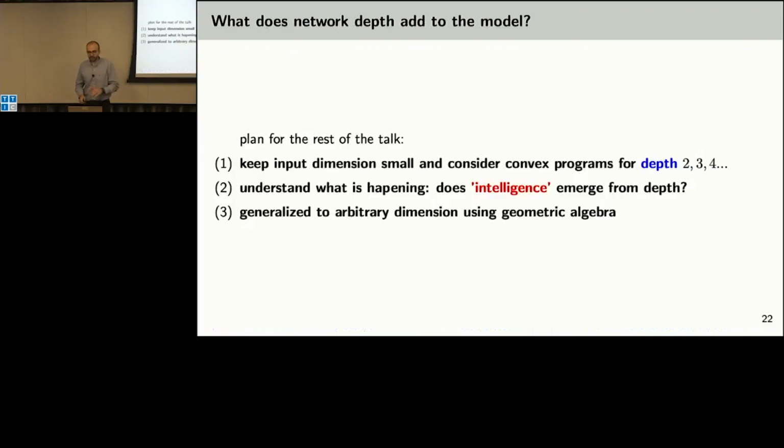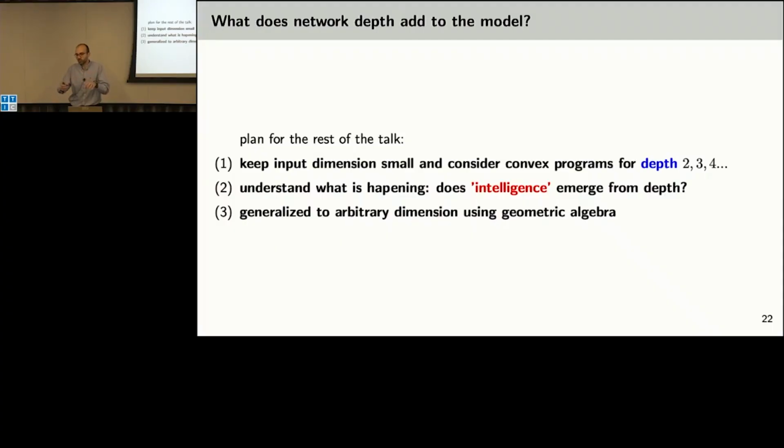So the plan for the rest of the talk is, since I showed you the convex equivalence of non-convex problems, now we will dive deeper into just one small problem, and we will increase the depth. We will look at the convex formulations to understand what is happening as you increase the depth. Because in the first couple of slides I told you intelligence emerges as you make the model more complex by adding lots of depth, right?